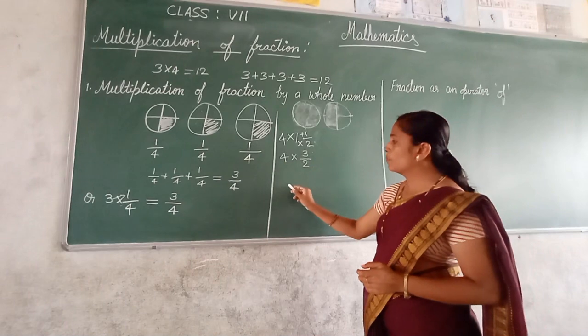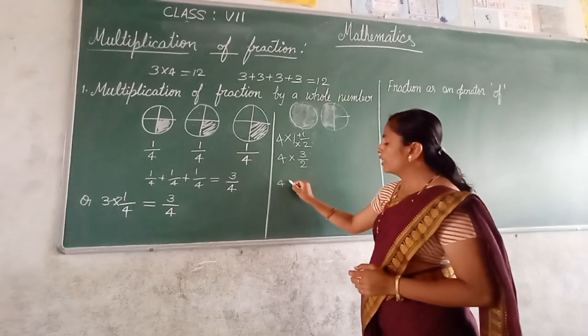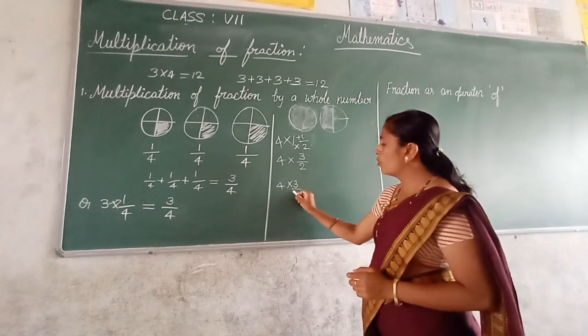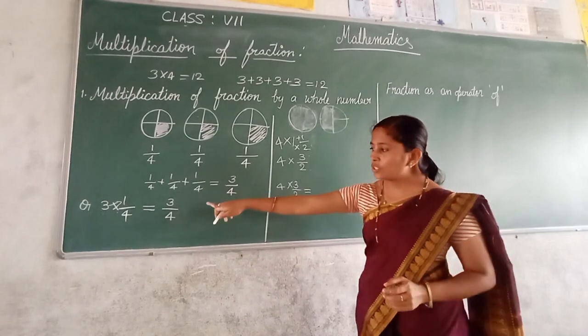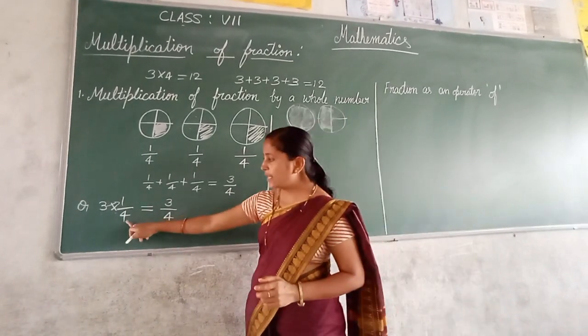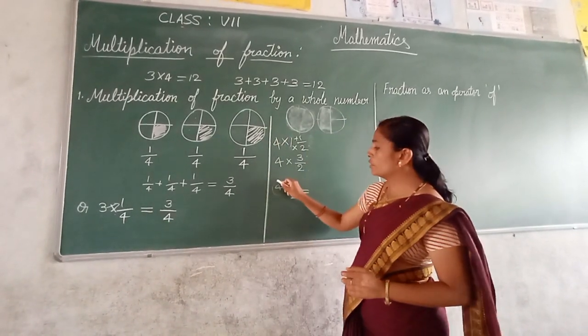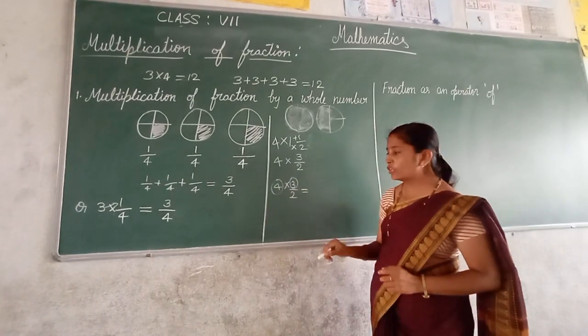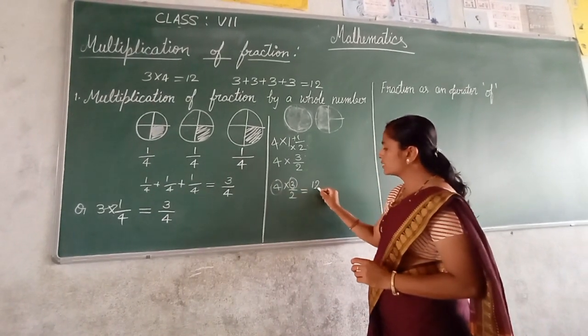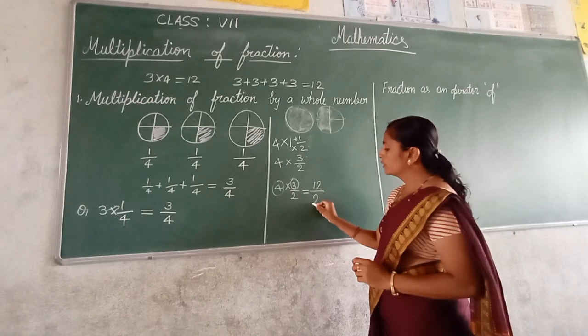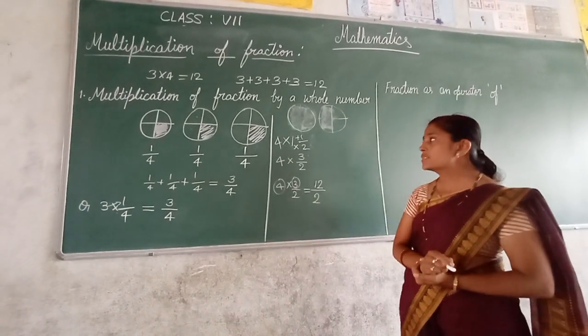So now you have to multiply 4 into 3 upon 2. As I told you just now, you have got it in the same format. The whole number should be multiplied with the numerator. 4 threes are 12 upon the denominator, which will be the same.